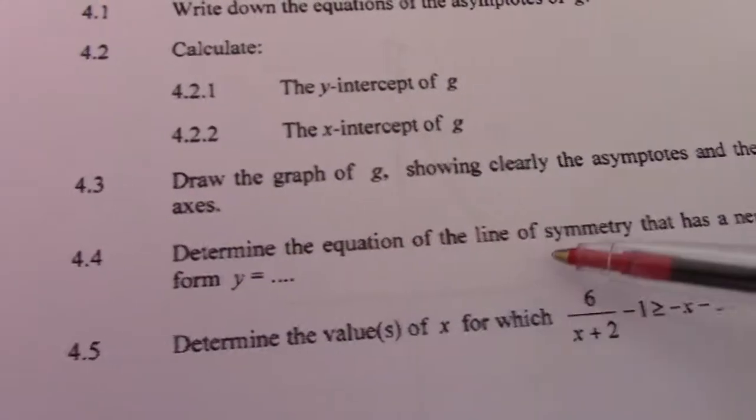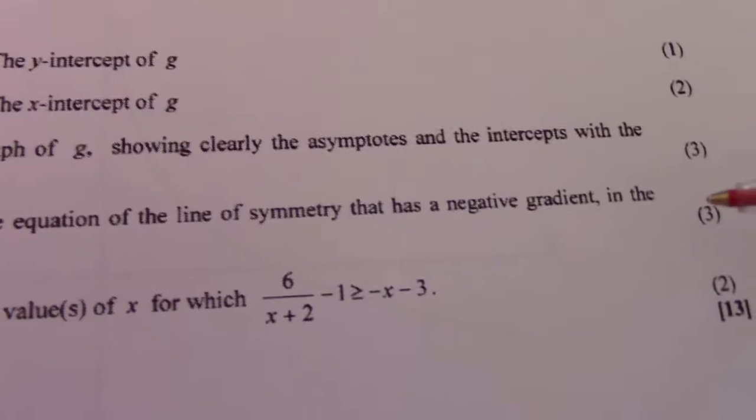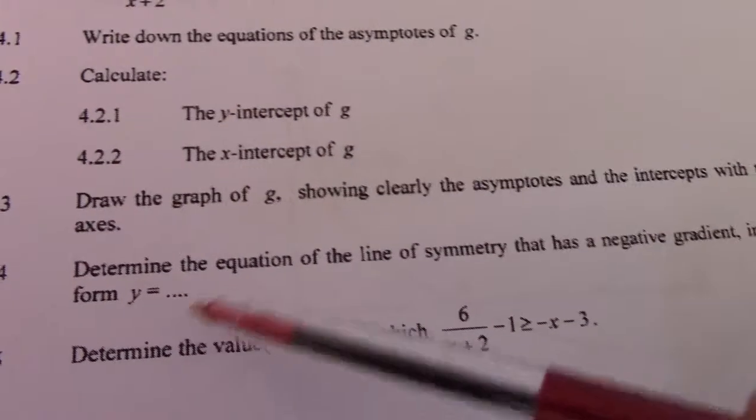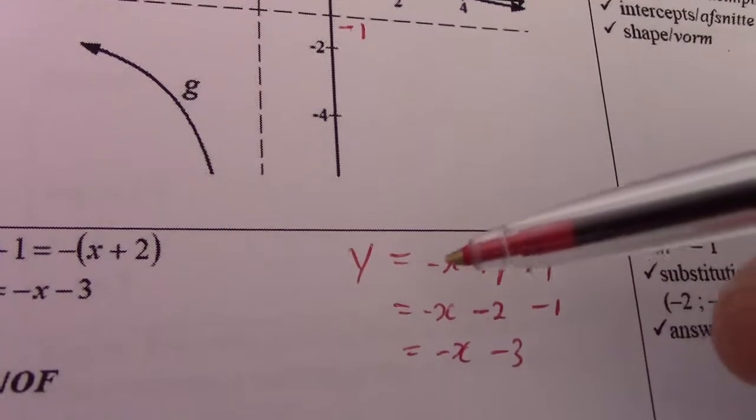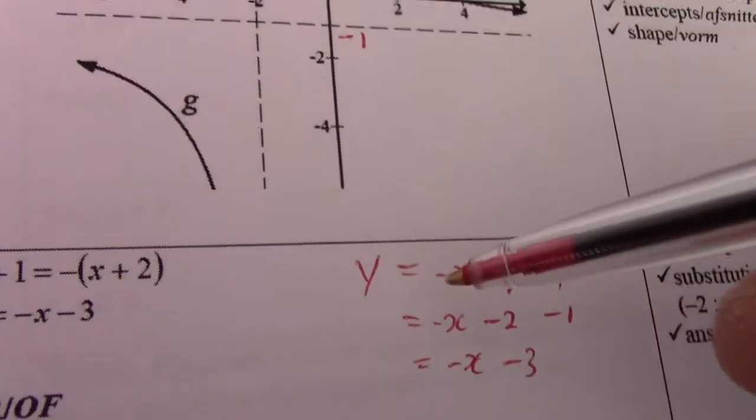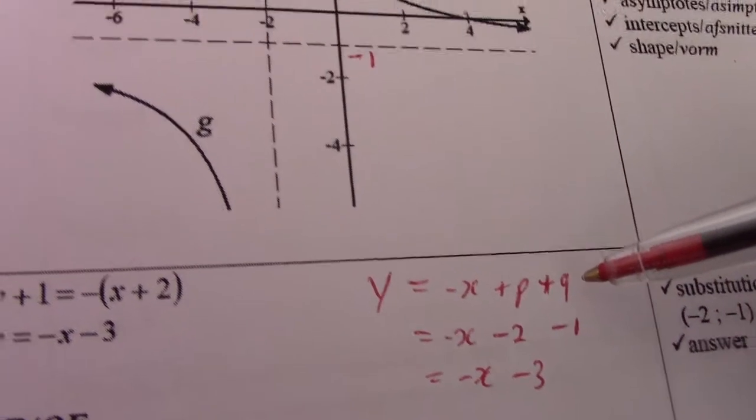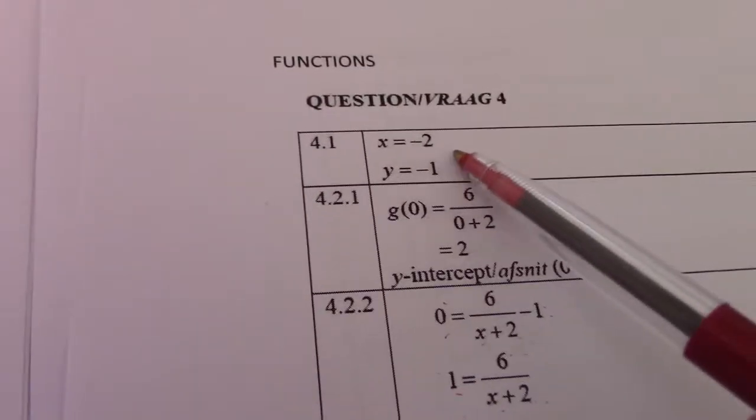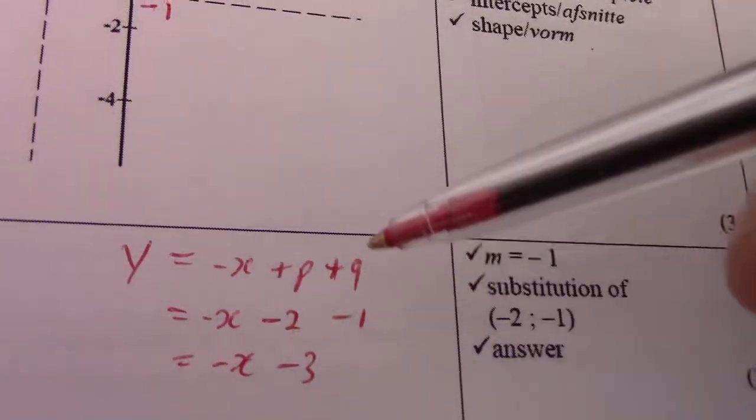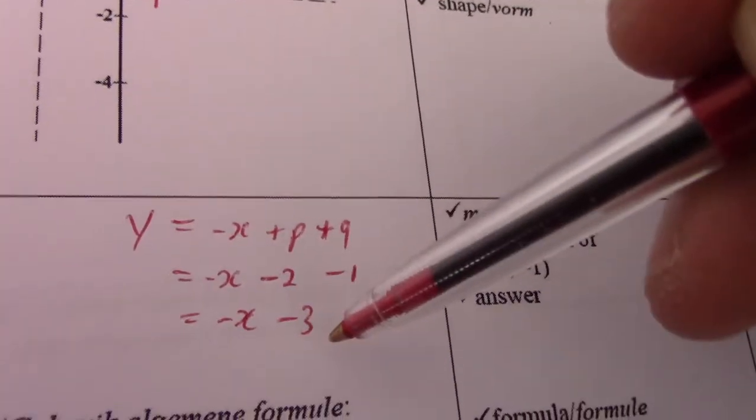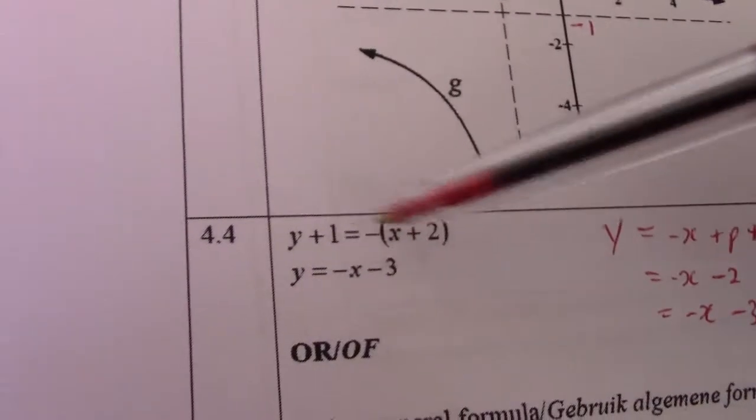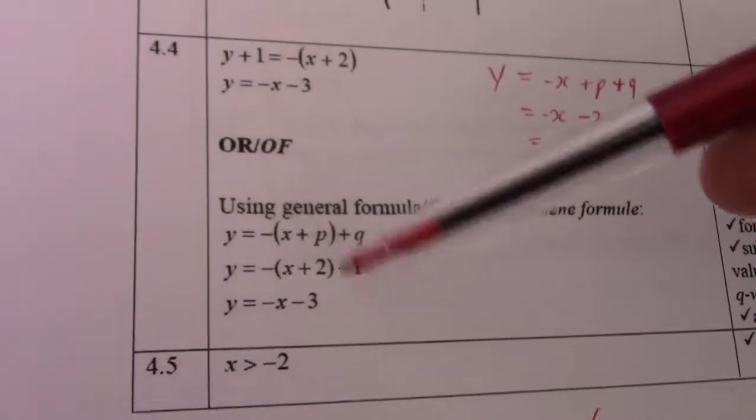4.4, determine the equation of the line of symmetry that has a negative gradient. So negative gradient, in the form y equals. To get the equation of the line of symmetry with negative gradient, x must be negative. I just use y equals minus x plus p plus q. My p value equals minus 2, my q value minus 1. So substitute p as minus 2, q as minus 1. That gives me y equals minus x minus 2 minus 1, so y equals negative x minus 3. They use that approach, or they've taken out the negative as a common factor.